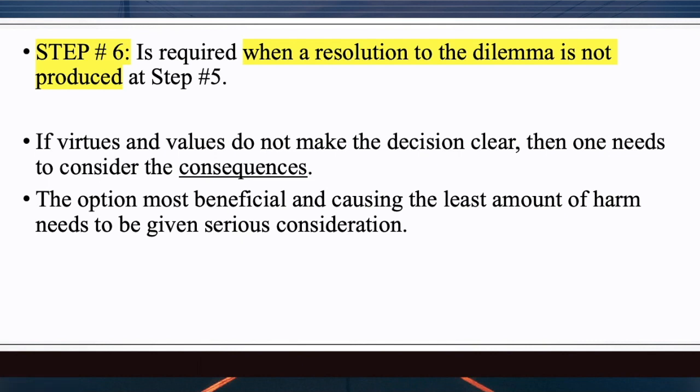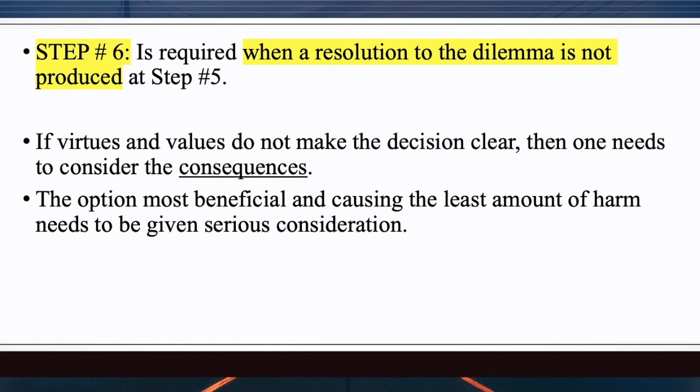If virtues and values do not make the decision clear, then one needs to consider the consequences. It basically comes down to what is the consequence of the decision that's going to be made. The option most beneficial and causing the least amount of harm needs to be given serious consideration. Again, this is going to be probably pretty rare. You're going to be able to resolve your dilemma with the Christian virtues and with the biblical principles, and you'll be able to get down to what you should do.